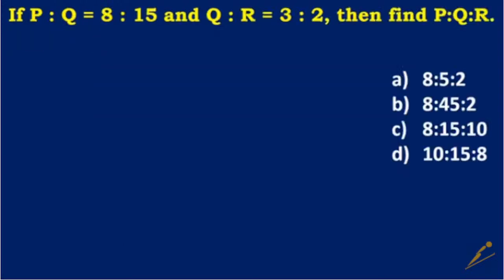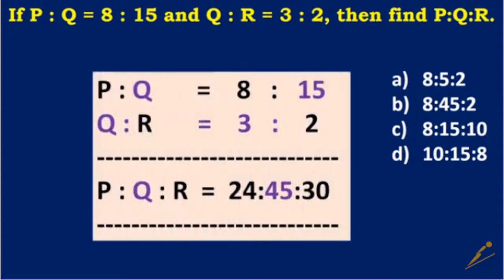Example 3. If P:Q equals 8:15 and Q:R equals 3:2, then find P:Q:R. We can start by using the given ratios to find a common ratio for P, Q, and R. P:Q equals 8:15, and Q:R equals 3:2. P:Q:R equals 8 into 3 : 15 into 3 : 15 into 2, which is equal to 24:45:30. Here, the consequent of the first ratio should be equal to the antecedent of the second ratio. Dividing the ratio by 3, we get the required answer 8:15:10.